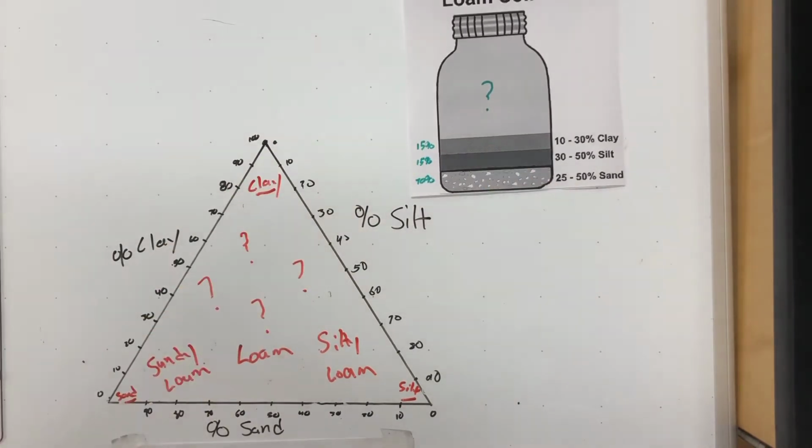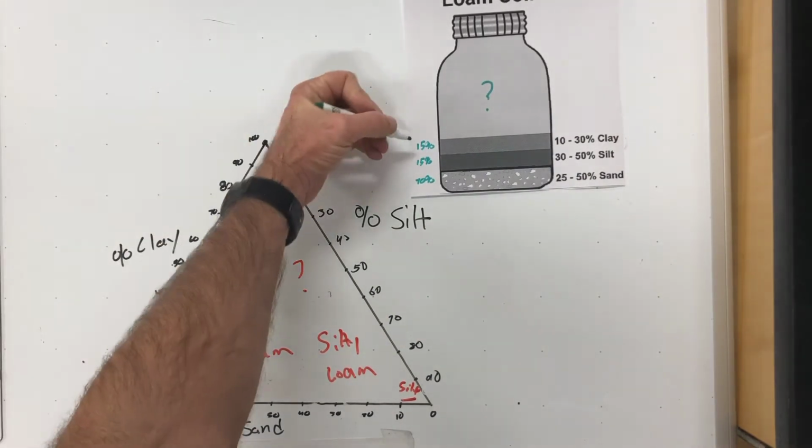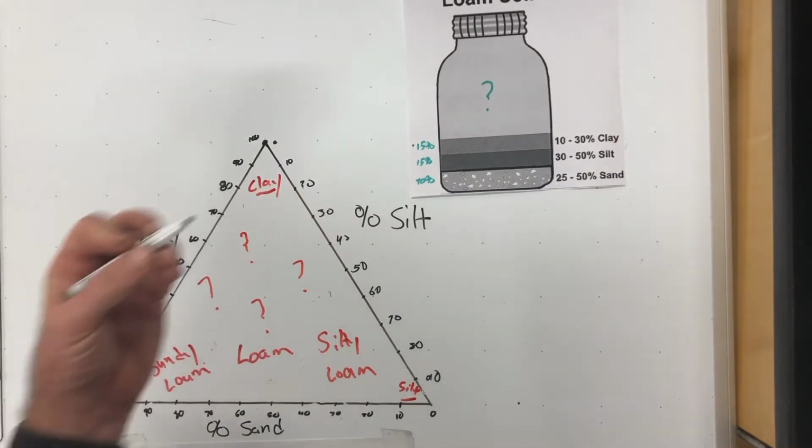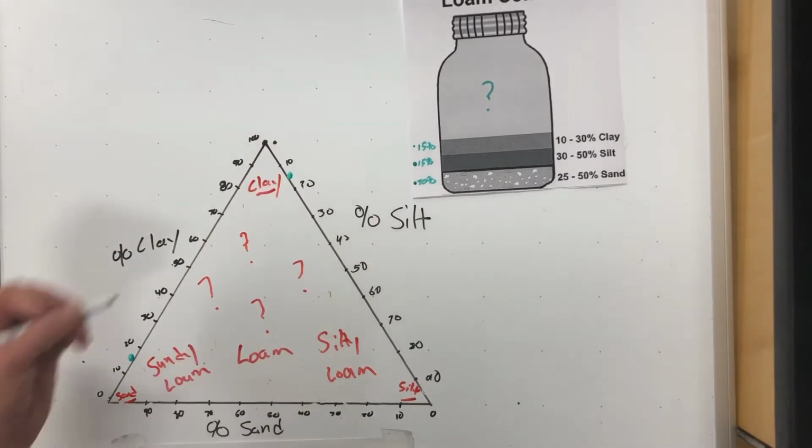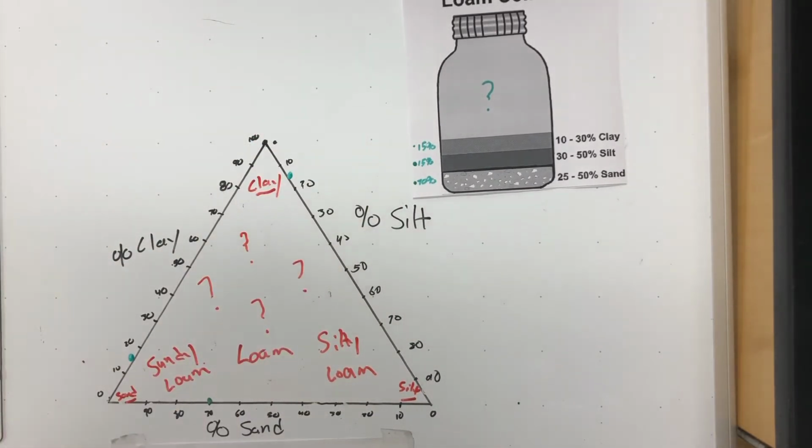And so here's a hypothetical jar, and let's figure out what type of soil we've got in there. So we'll just pretend that that was 15% clay, 15% silt, and 70% sand. And then we'll mark 15% on the clay side. We'll mark 15% on the silt side. And we'll mark 70% on the sand side.